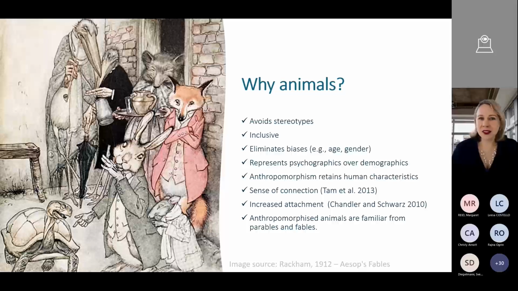So they can be very inclusive, like looking at this picture. Apart from the clothing on some of the animals, it's really hard to gender them or to see age unless you wanted to age them. You can't tell an ethnicity from these images of animals, which can eliminate a lot of the biases and also makes the personas more relatable.